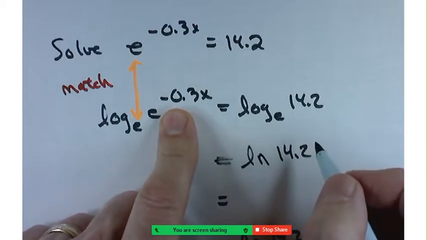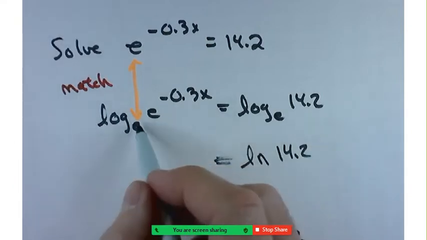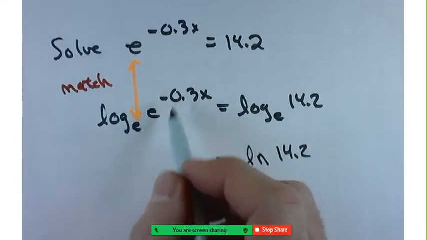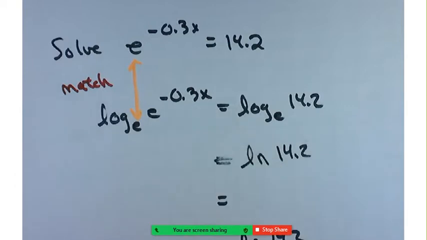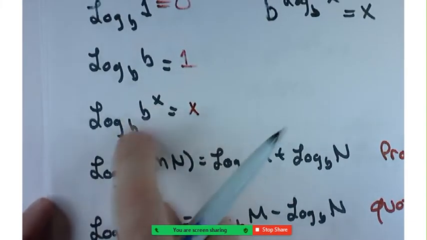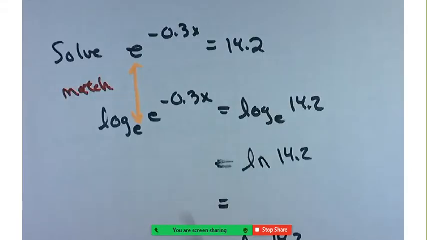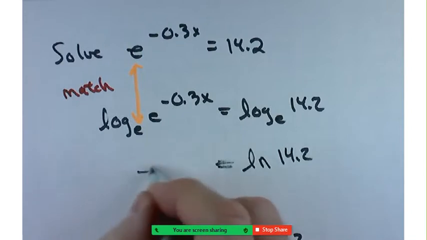What's that nice simplification? What's left when I take the log base e of e to the negative 0.3? Excellent, excellent. That's this property again. These things cancel each other out when the bases match each other, and you're just left with the exponent. So that'd be negative 0.3x.